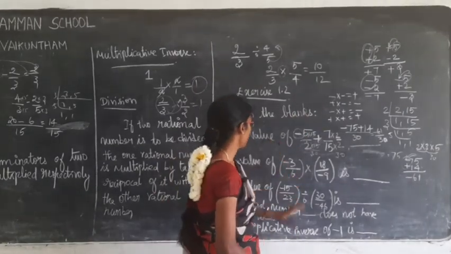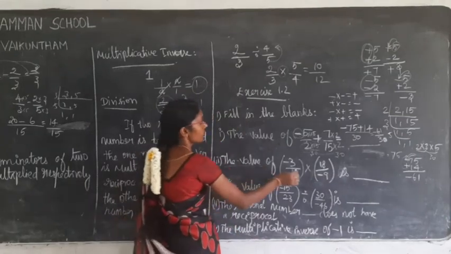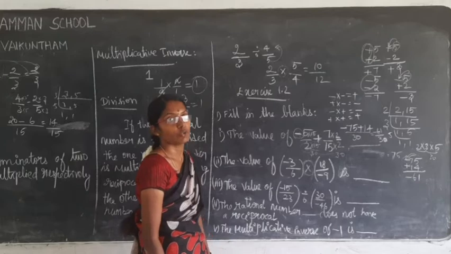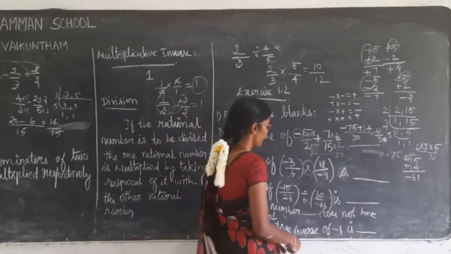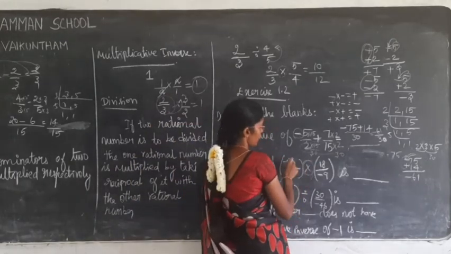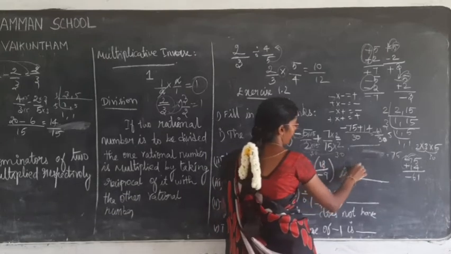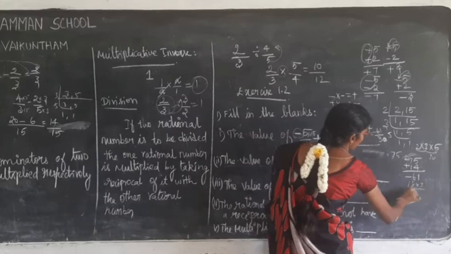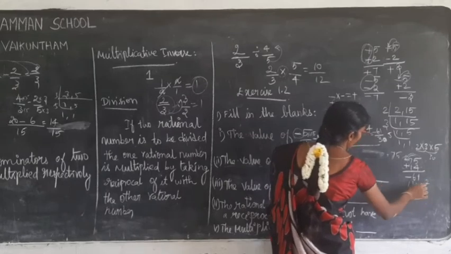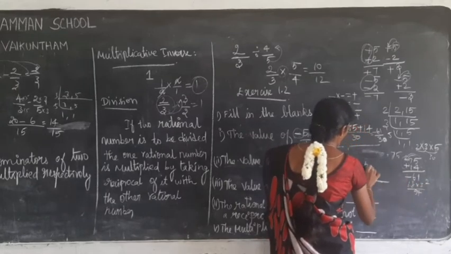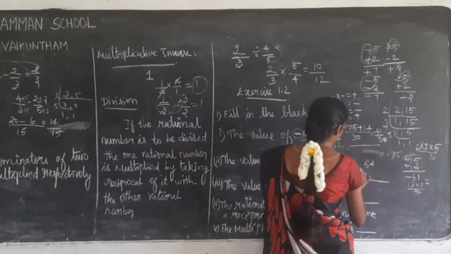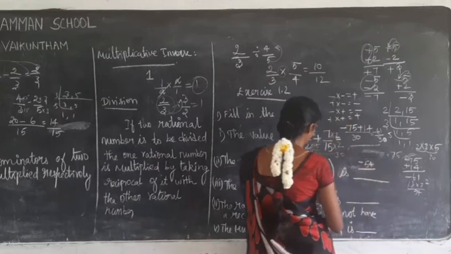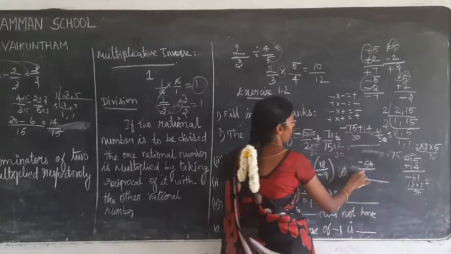So the next question. Value of the product. If it is a product, what do you have to do? You have to directly multiply. Here minus, here plus. Minus into plus, minus. So 18 into 3. 3 8s are 24. 3 1s are 3, 4, 5. So 54. So divided by minus 54, divided by plus into minus, minus.